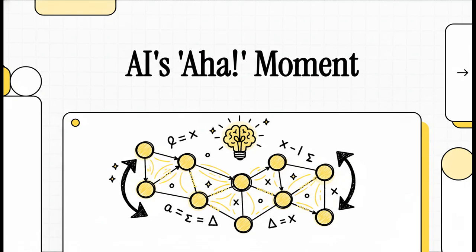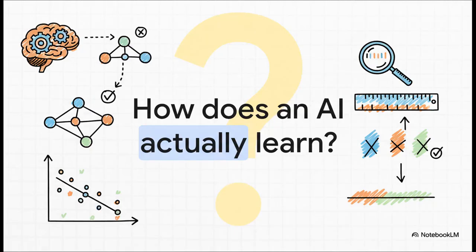Have you ever stopped and wondered what's actually happening inside an AI's brain when it learns? When it goes from being totally useless to surprisingly smart? It can feel like magic, but it's not. It's just some incredibly clever math. So today, we're going to pull back the curtain and look at the core engine that really drives all of machine learning.